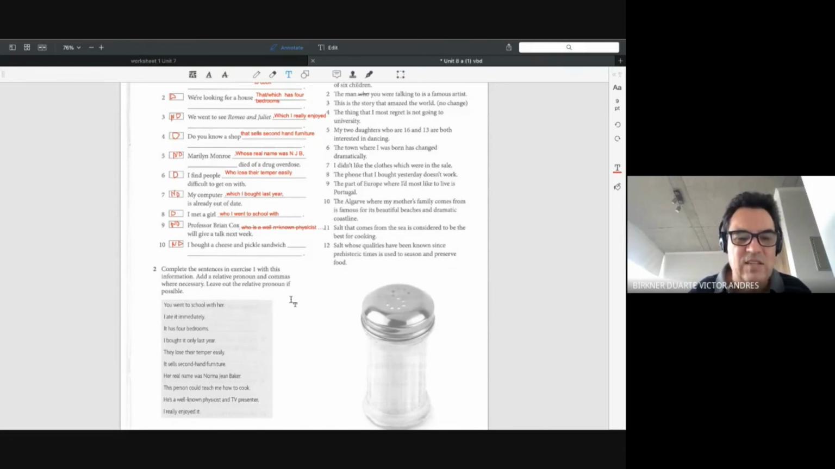And the last sentence, I bought a cheese and pickle sandwich. This is a non-defining clause.